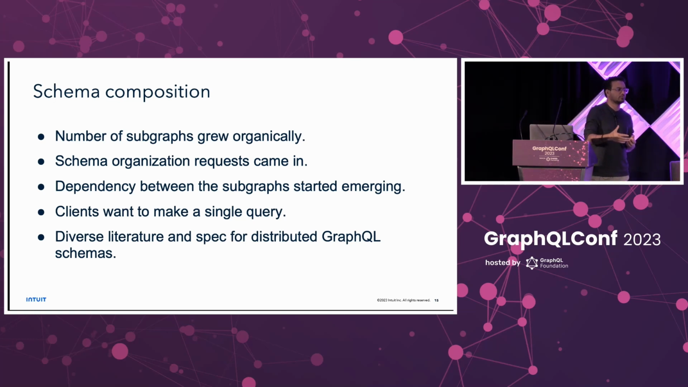Now, while we were figuring out these issues, there was a lot of literature. I think this was around 2018, 2019 into the development. There was a lot of literature and diverse specs for distributed GraphQL schema. There was stitching, federation was just coming up, but not a lot of Java libraries supported this. So we implemented some of the schema composition in our own way.